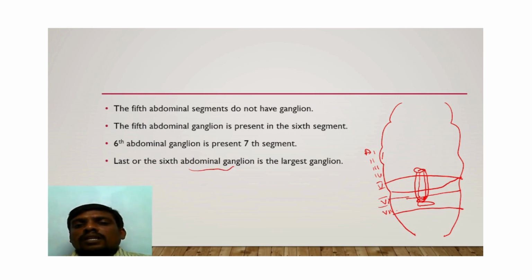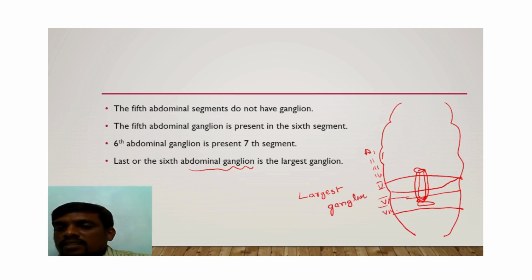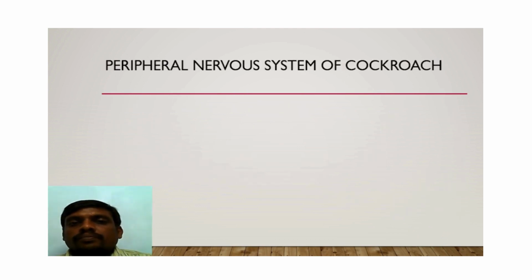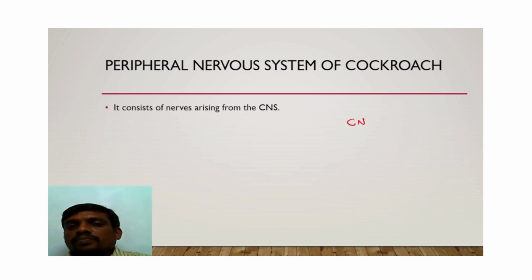The last or 6th abdominal ganglion is considered the largest ganglion. The 6th abdominal ganglion present in the 7th segment is the largest one compared with the remaining ones. Why is it so large? Because it is formed by the 7th, 8th, 9th and 10th abdominal segments. Now you see, it consists of nerves arising from the central nervous system.